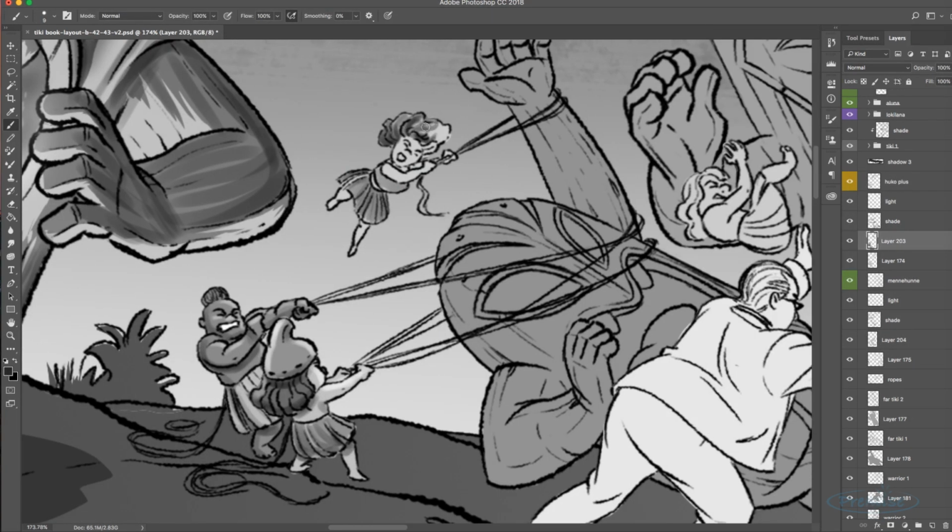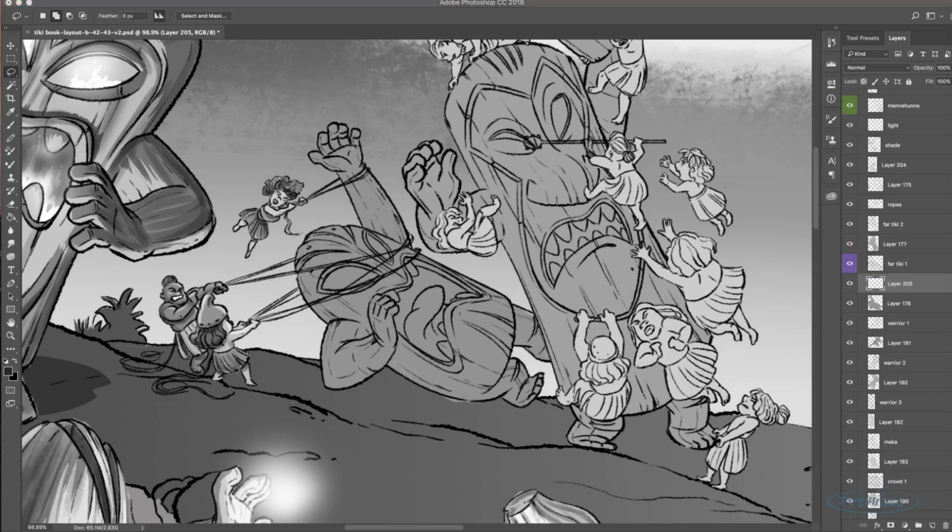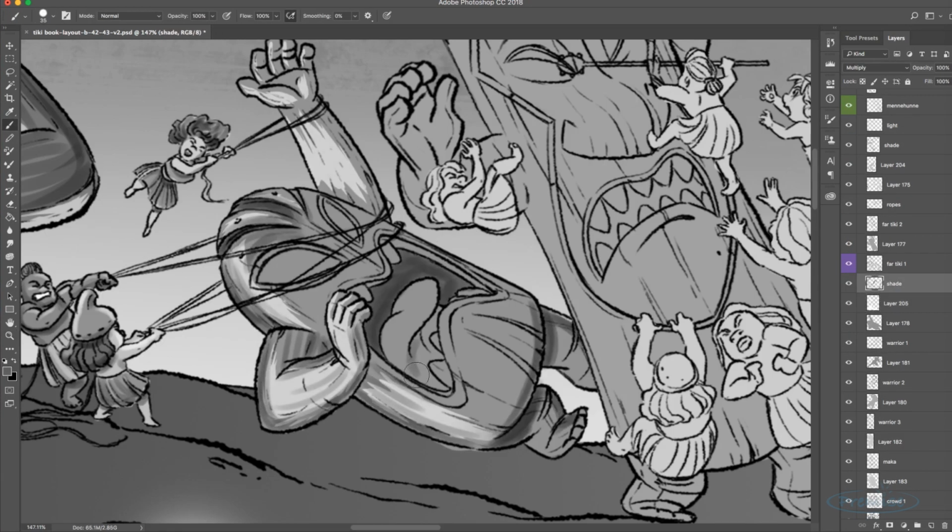I knew this page was also going to be very effects heavy, so there'd be a lot of lightning and different things coming from the villain. So I knew it was going to be driven by light.